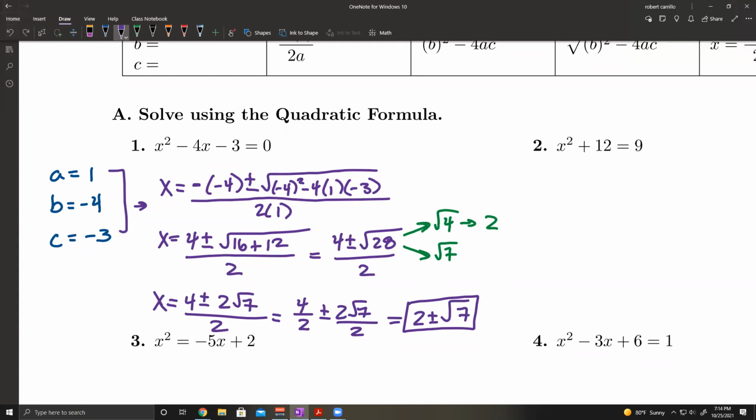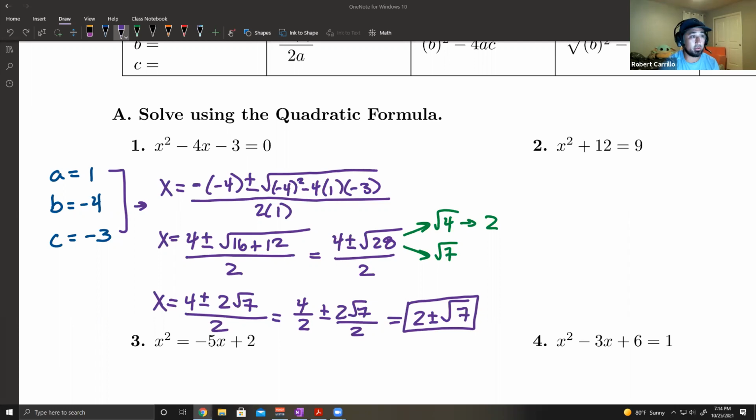what about the plus or minus? How would you do that on the calculator? You would just have to do 2 separate calculations. You would have to do 2 plus the square root of 7, and then you would have to do 2 minus the square root of 7. So I guess that's good enough to say. I could show you as well.